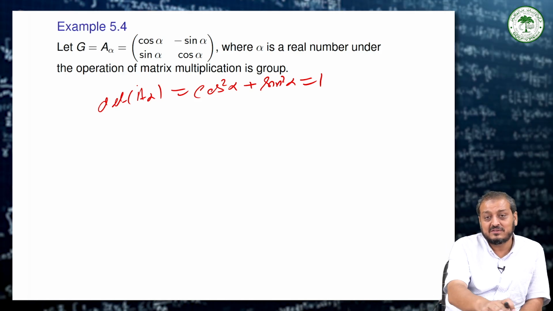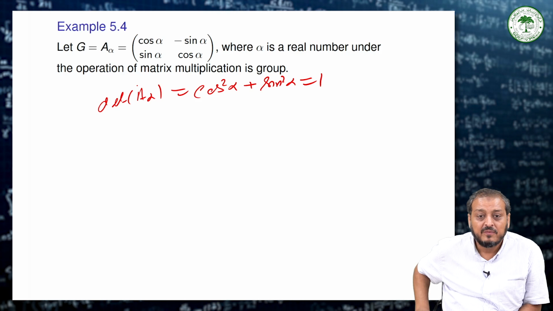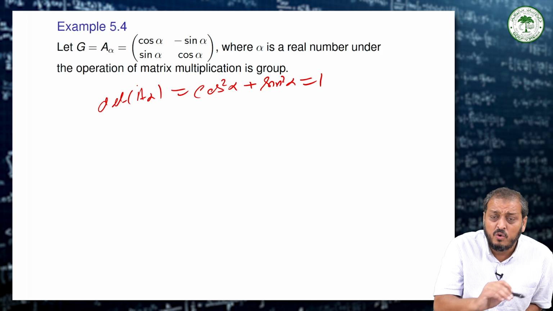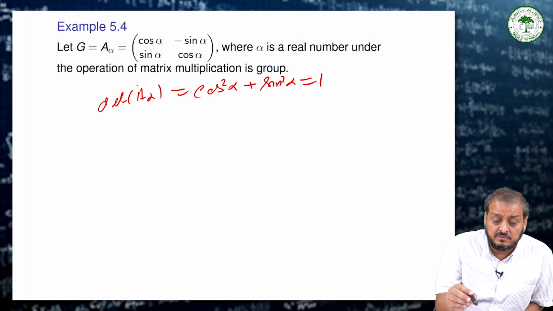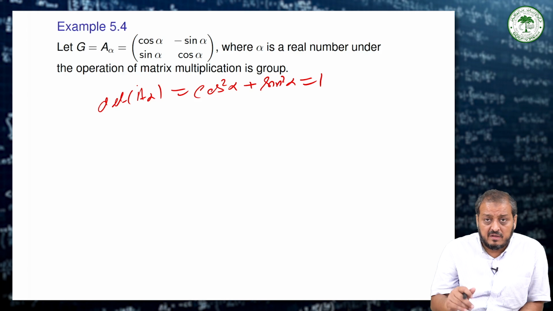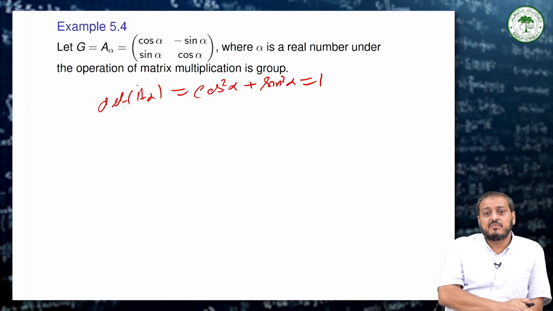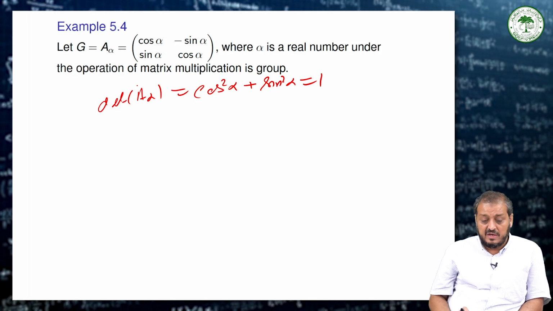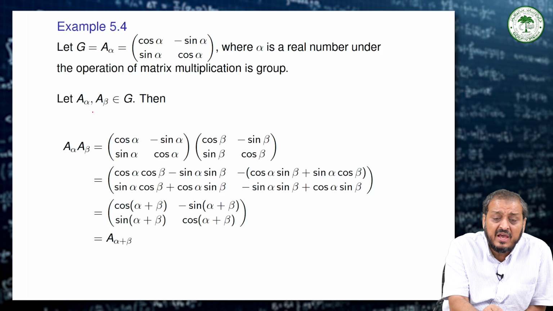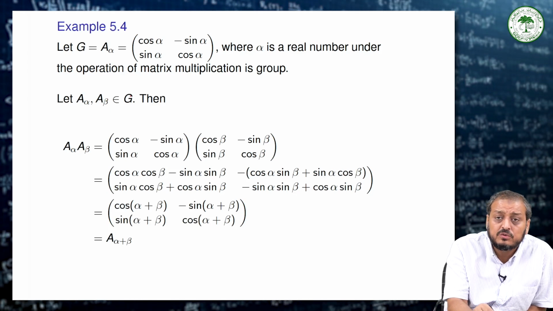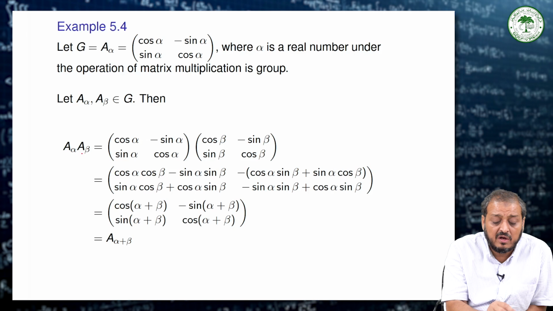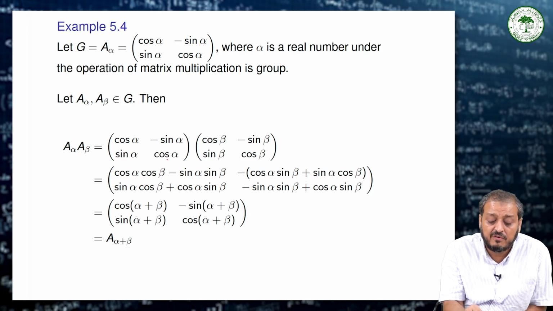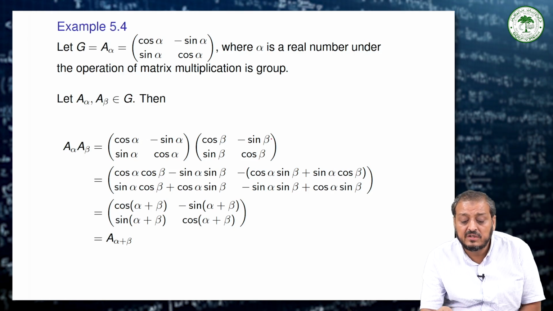Now we have to show that this special linear group satisfies all the properties of a group. First of all, under multiplication of matrices it should be closed. So we take two matrices, A alpha and A beta, belonging to G. Now we take the product of A alpha and A beta. This is cos alpha, minus sin alpha, sin alpha, cos alpha, and cos beta, minus sin beta, sin beta, cos beta.